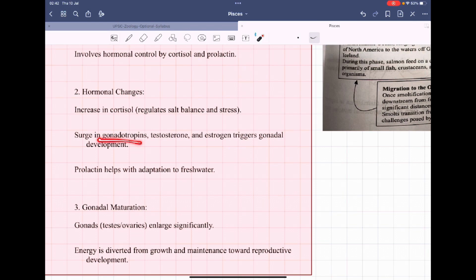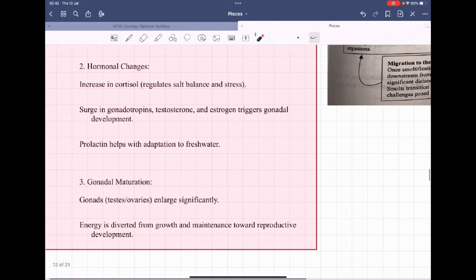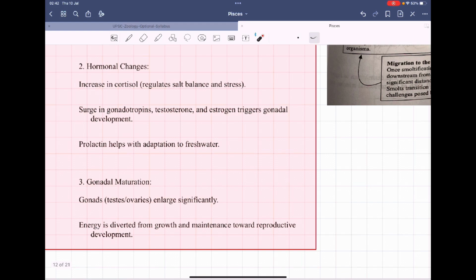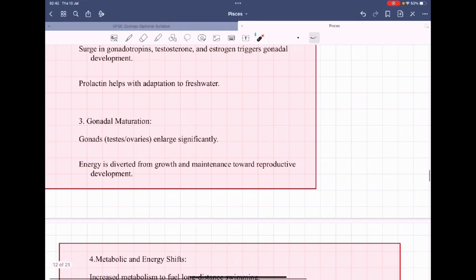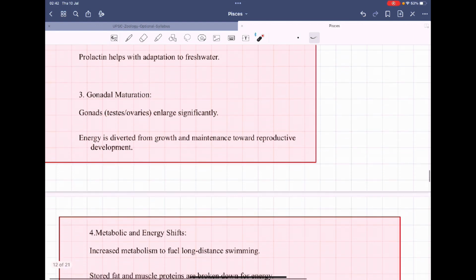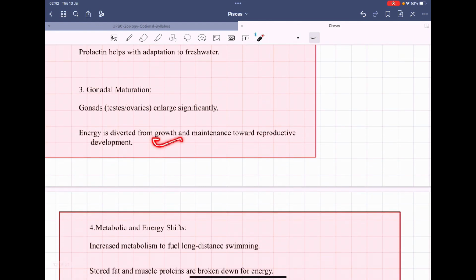There will be a surge in gonadotrophin, testosterone, and even prolactin, which will help in the adaptation to fresh water. There will be gonadal maturation. The gonads will enlarge significantly, and energy is diverted from growth and maintenance towards reproductive development.